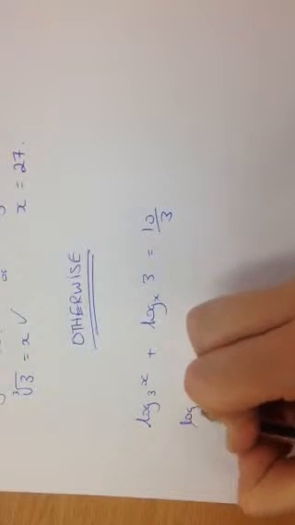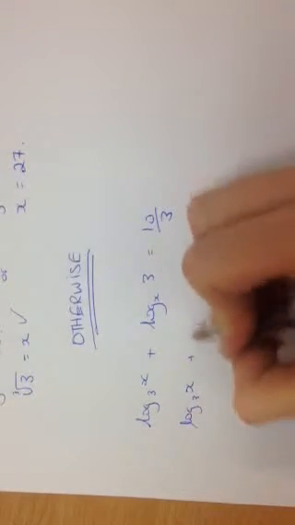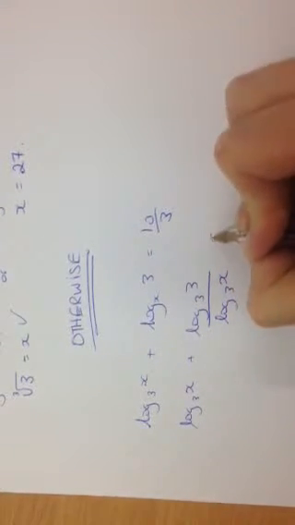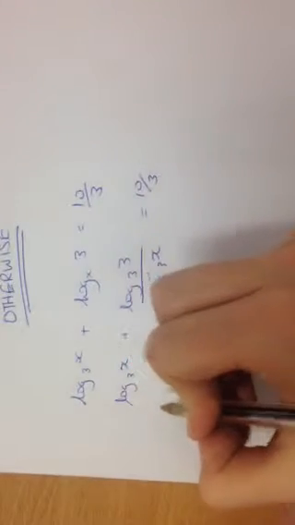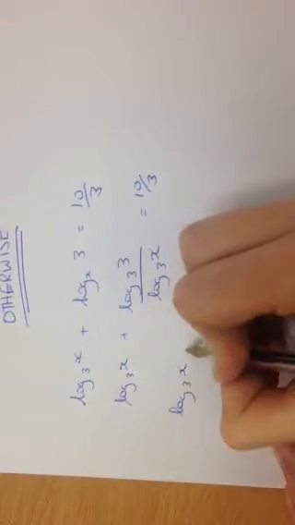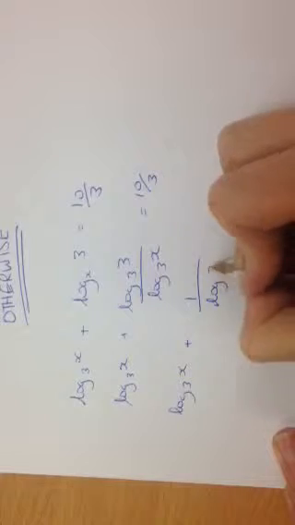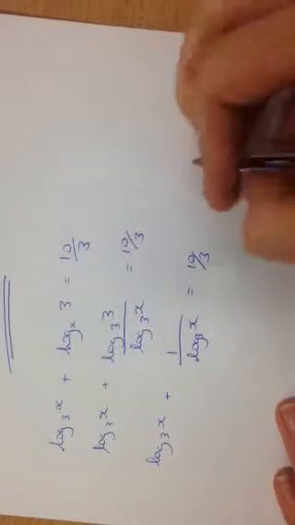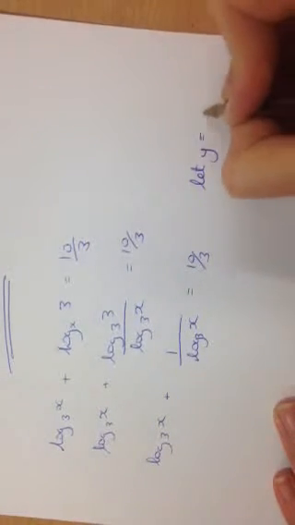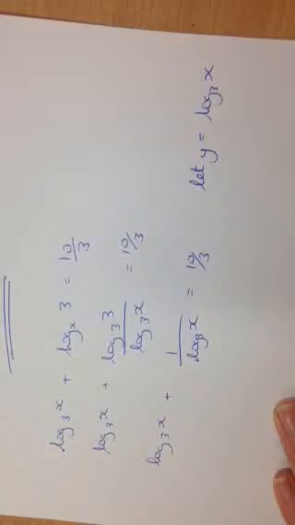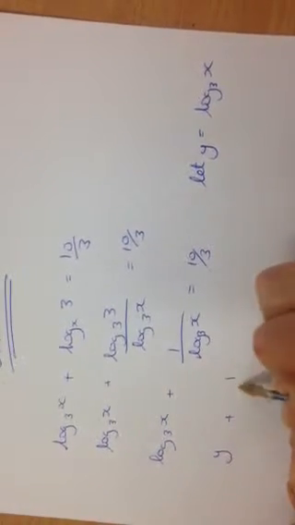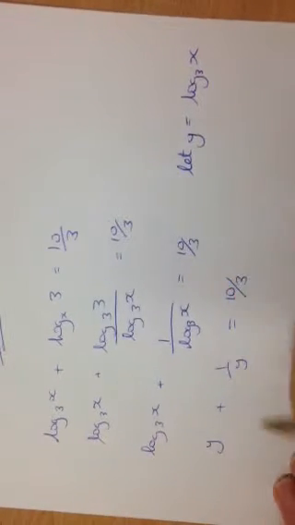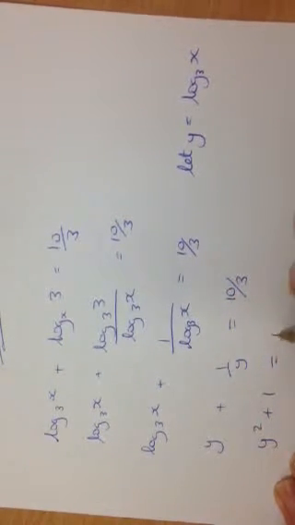So when I change base, that's log x in the base 3, and this one is log 3 in the base 3 all over log x in the base 3 is equal to 10 over 3. That gives me log x in the base 3 plus 1 all over log x in the base 3 is equal to 10 over 3. Now I could use substitution here instead. So I'm going to let y equal log x in the base 3. So I end up with y plus 1 all over y is equal to 10 over 3. I'm going to multiply across by y, and y squared plus 1 is equal to 10y over 3.